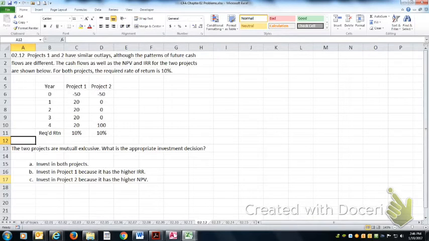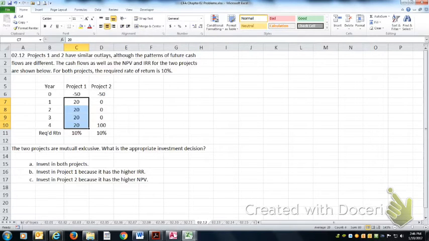This is problem 12 from the CFA Institute textbook, Corporate Finance, A Practical Approach, second edition. Here, in problem 12 of chapter 2, we're given projects 1 and 2, and they have similar outlays. That means the initial outlay is the same. Both cost $50. But the pattern of the future cash flows is different. All right, 0, 0, 0, 100 for project 2, but $20 a year for project 1.